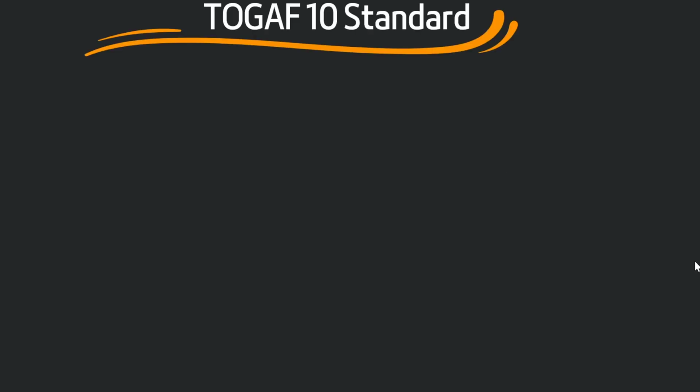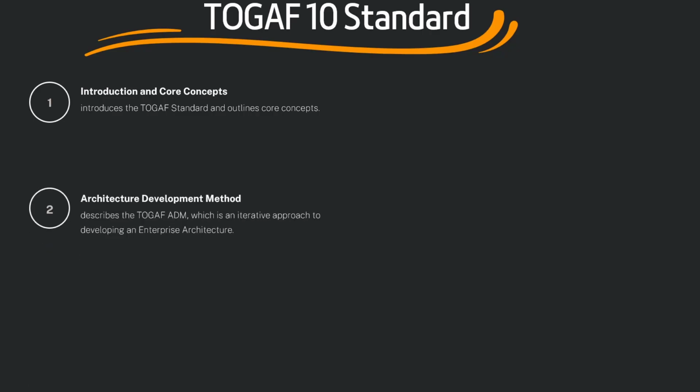TOGAF 10 standard consists of 6 parts. Introduction and core concepts introduces the TOGAF standard and outlines core concepts. ADM Architecture Development Method describes the TOGAF ADM, which is an iterative approach to developing an enterprise architecture. ADM techniques contains a collection of techniques available for applying the TOGAF approach and the TOGAF ADM.